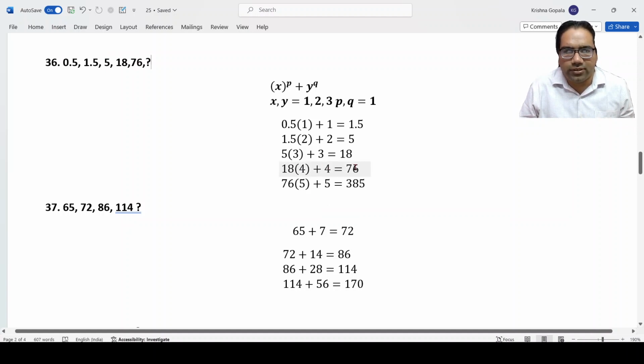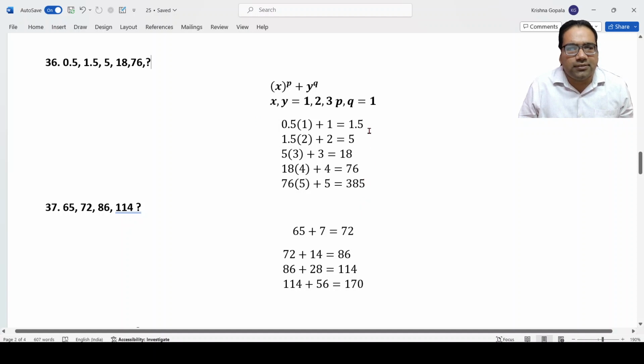18 into 4 plus 4 is 76, right? 5 into 3 plus 3 is 18. 1.5 into 2 plus 2 is 5. 1 into 1 plus 1 is 1.5. So what is happening? Each number into 1 plus 1, into 2 plus 2, into 3 plus 3, into 4 plus 4, into 5 plus 5. Okay, so the next number would be 76 into 5 plus 5, which is 385.